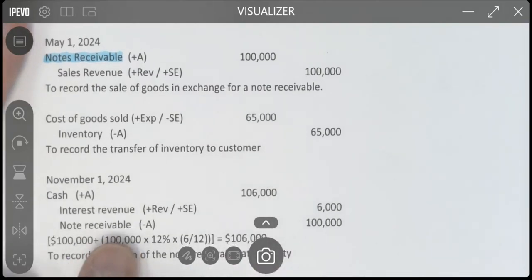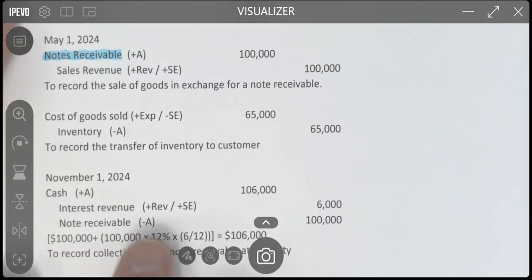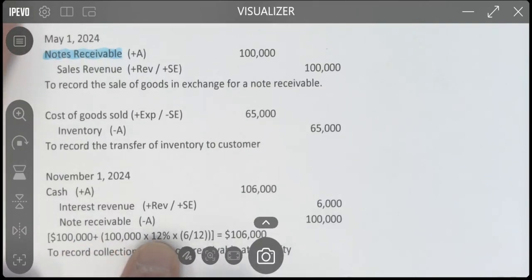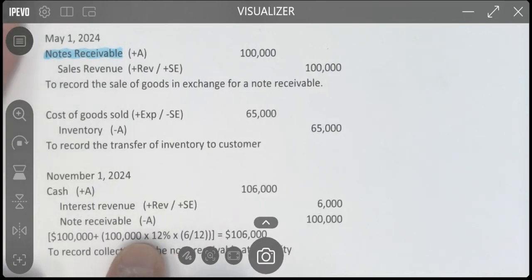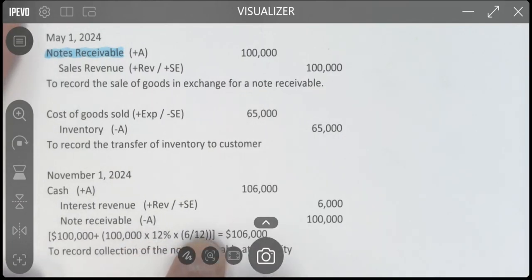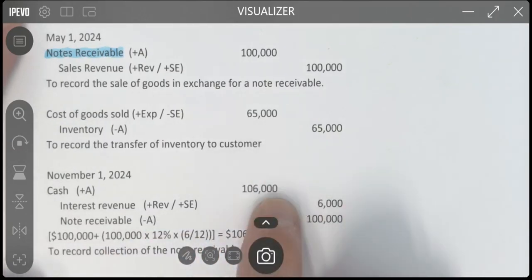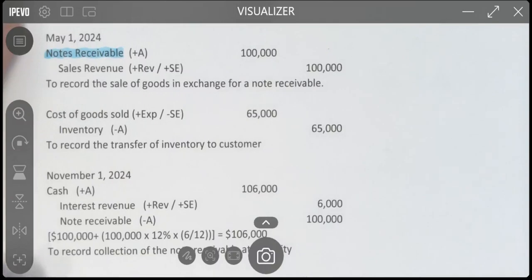Here's the interest component. 100,000 times 12% means that if this were a year long, it would have earned $12,000 of interest, but it's only 6 of the 12 months. So it's $6,000 of interest to go along with the $100,000 of principal. That's the $106,000. And that's the accounting for short-term notes receivable.